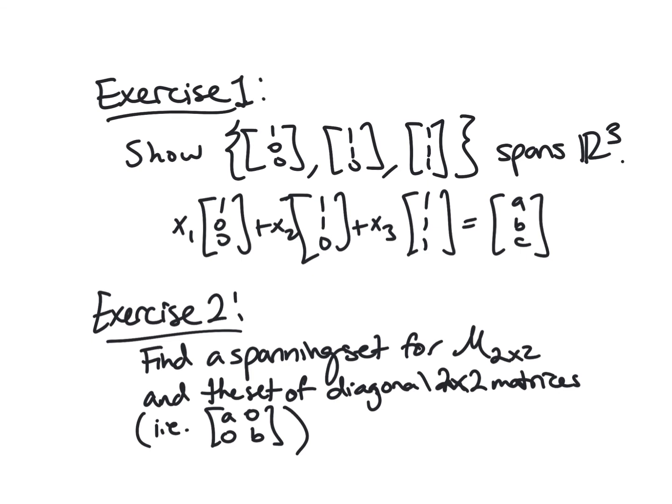And then for your second exercise, I want you to come up with a spanning set. And of course, this answer need not be unique. There are going to be tons of different ones that are possible, although there are definitely some that are more natural, for the set of 2x2 matrices and the set of diagonal 2x2 matrices, which I have an example below. That just means that only the entries along the diagonal can be non-zero.